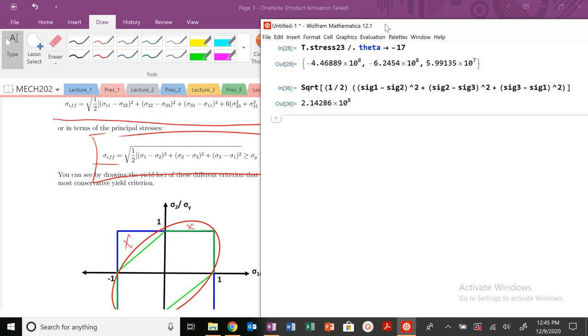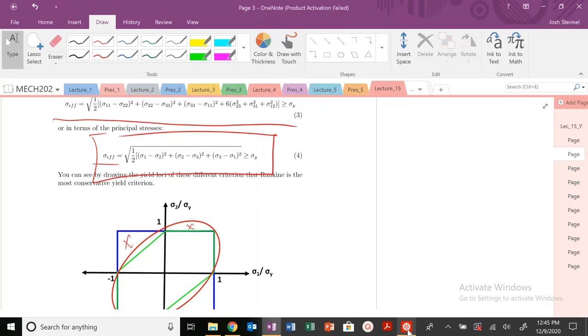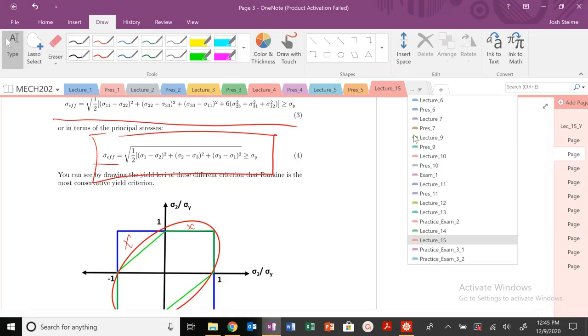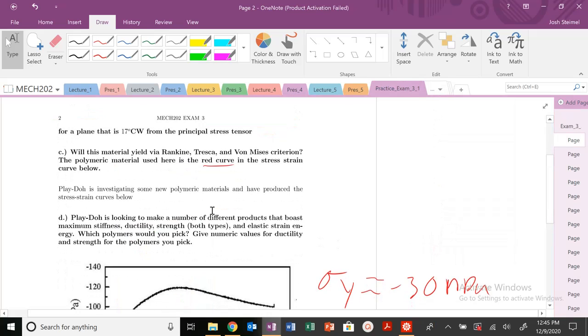Then here, that 200 value is going to be greater than that yield stress. So we are definitely going to yield that material, no question, no doubt about it. So it will yield for all the criteria that we see here.